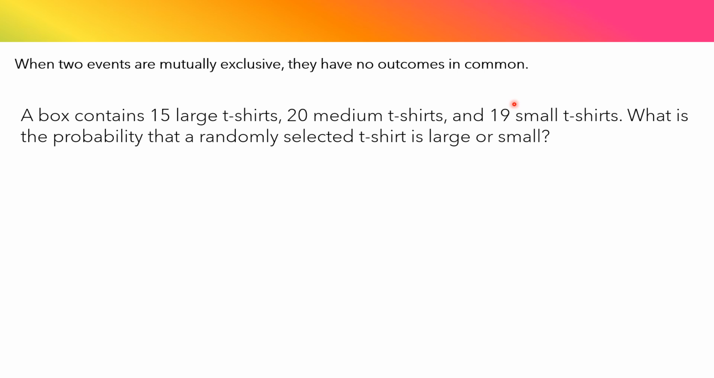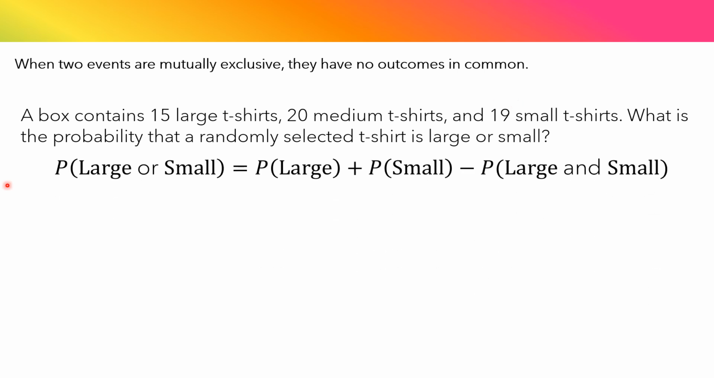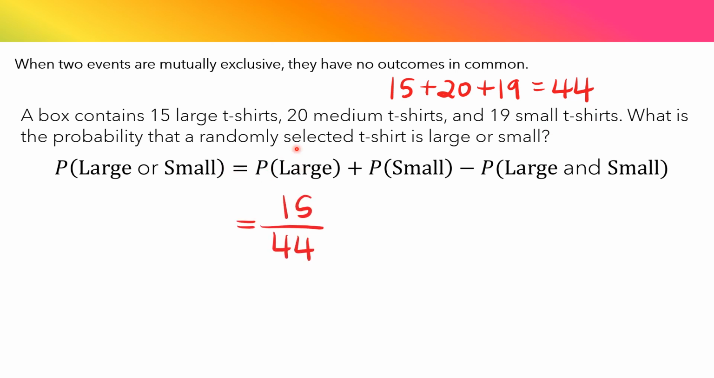So watch what's going to happen. The probability that the t-shirt is a large or a small would be the probability that it's a large plus the probability that it's a small minus the probability that it's a large and a small. Let's approach this like we don't know what's going to happen. First, figure out the total number of t-shirts in the box: 15 plus 20 plus 19 is 44. Then I can write my probabilities. The probability of a large t-shirt is 15 out of 44, and the probability of small is 19 out of 44.